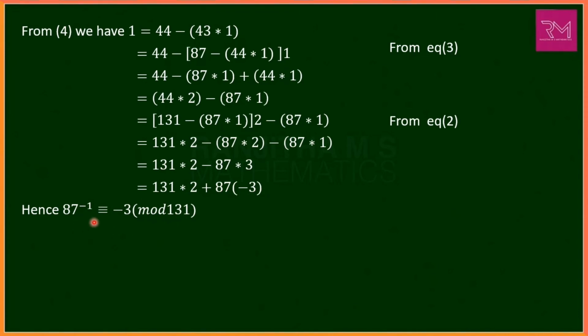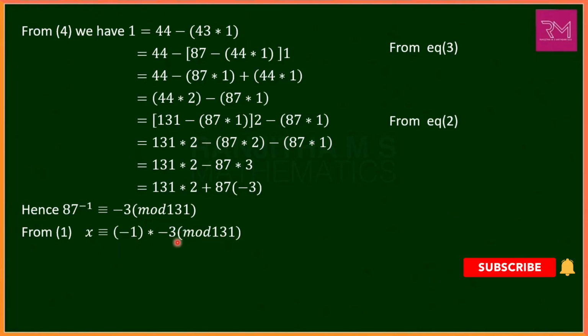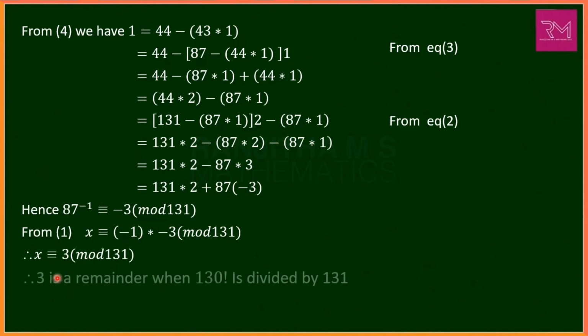So we have to substitute 87 inverse as minus 3 from equation 1. Therefore, we can take this as x is congruent to minus 1. Here in the place of 87 inverse we can take this as minus 3. So we get minus 3 under modulo 131. That is x is congruent to minus 1 into minus 3, that is positive value of 3. That is x is congruent to 3 under modulo 131. Therefore we can conclude that 3 is the remainder when 130 factorial is divided by 131. This completes the problem. We shall move on to another problem.